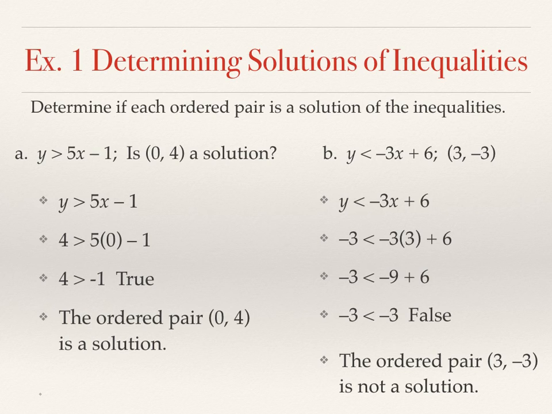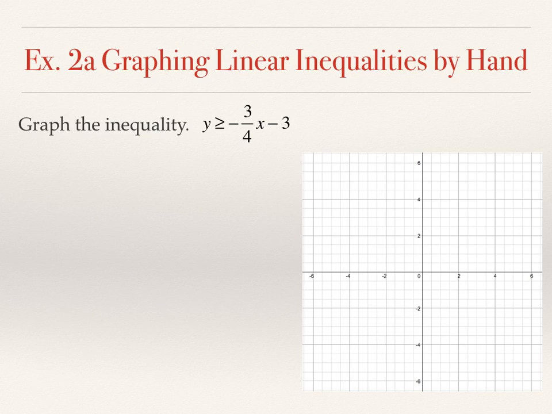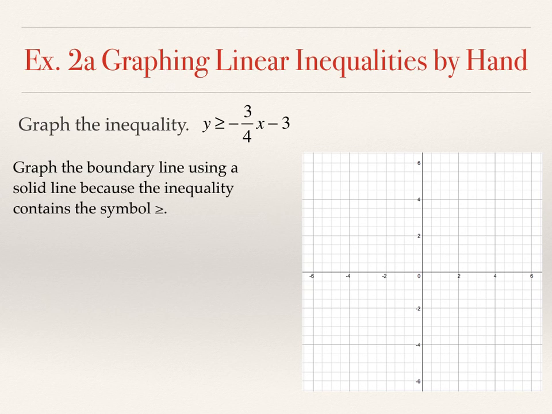Okay, so we're going to be doing a lot with graphing in this lesson. And we'll start by looking at a linear inequality and learning how to graph it by hand. We'll start by graphing the boundary line using a solid line because the inequality contains the symbol greater than or equal to. So you know our y-intercept is going to be -3. Our slope is -3/4, so down 3 to the right 4 from the y-intercept.